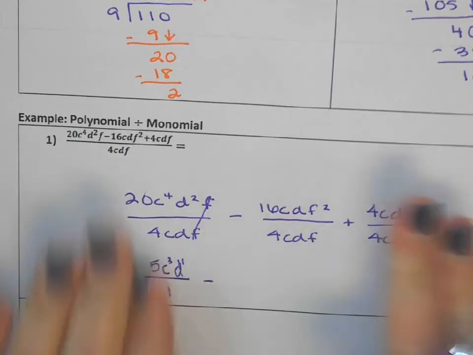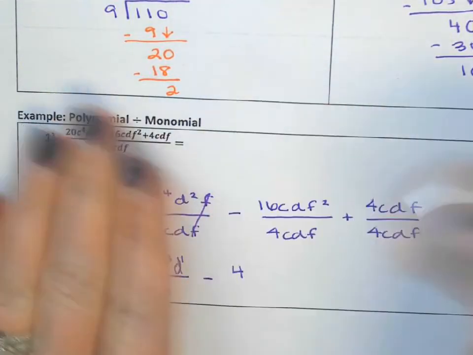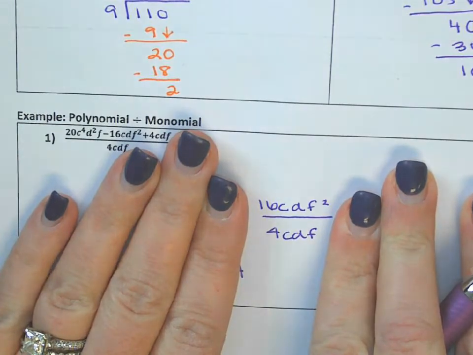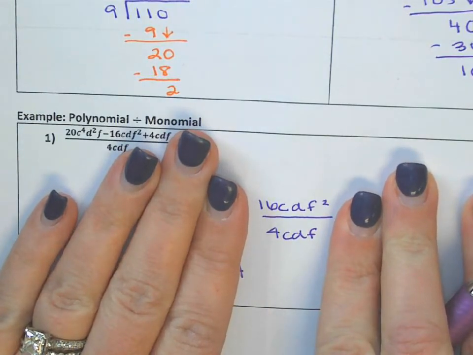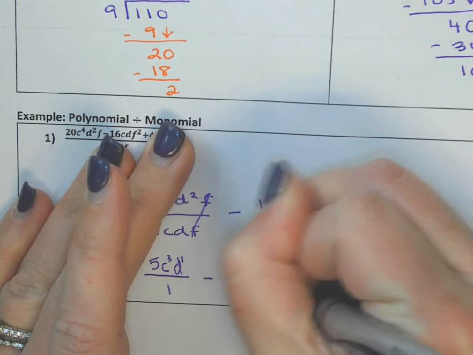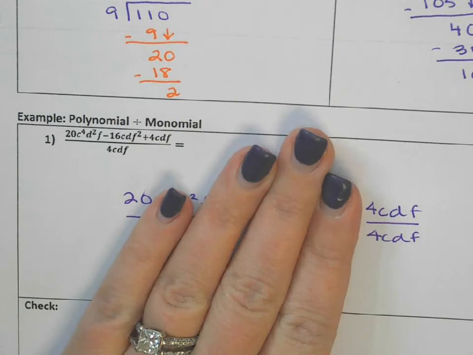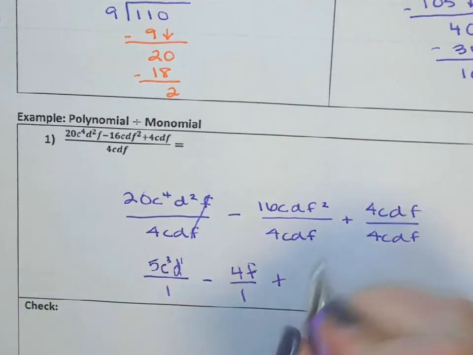Minus, let's look at that middle one. 16 over 4 reduces to just 4. C over C reduces to 1. We don't have to write anything in. D over D reduces to 1. F squared over F reduces to F on top or bottom? On top. Okay, plus 4 over 4 reduces to 1. C over C reduces to 1. D over D reduces to 1, F over F reduces to 1, everything reduces to 1.